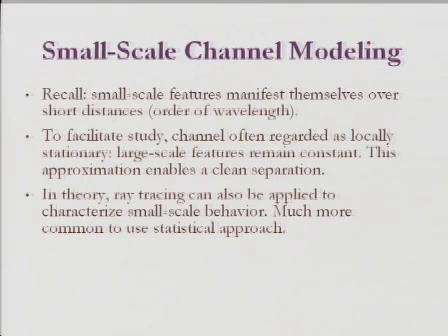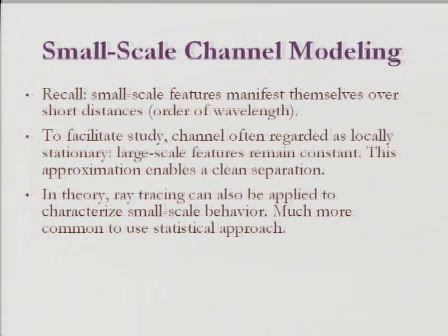Remember that we've talked so far about large-scale propagation, path loss and shadow fading, that manifest themselves over fairly large distances. Now today we'll start talking about small-scale features that manifest themselves over short distances, or on the scale of the wavelength.